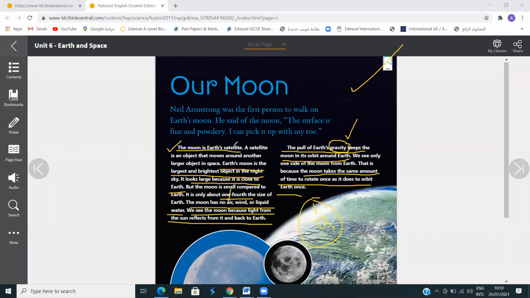Okay. Now, my students, our moon. The first person to walk on the moon is Neil Armstrong. He is a scientist. Okay. So that is about our moon. We can see the moon is Earth's satellite. What are satellites? Satellites mean something that revolves around another object. What are satellites?